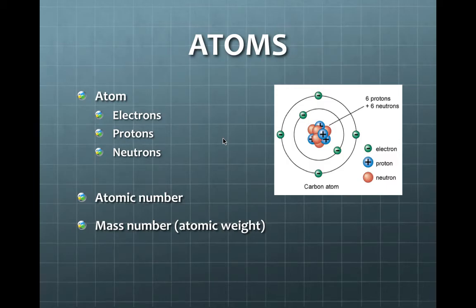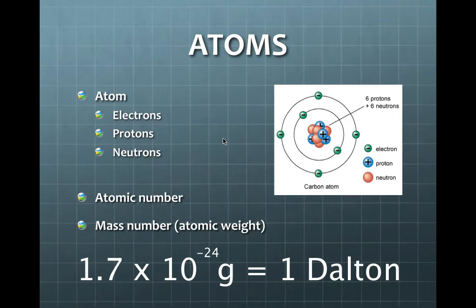The mass of a proton or a neutron is 1.7 times 10 to the minus 24th grams. This is too small, so we actually call it a Dalton. Therefore, 1 proton or 1 neutron equals 1 Dalton. Electrons are about 1/2000th of a Dalton, so we ignore them.